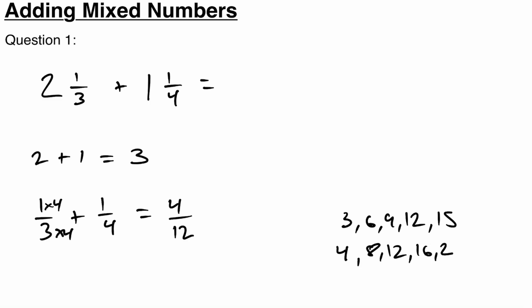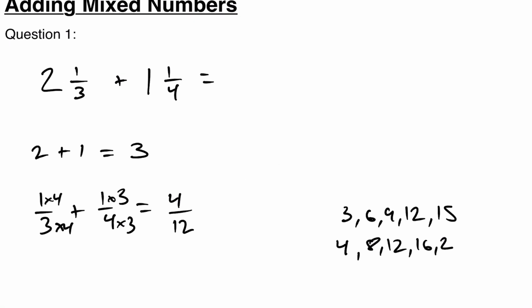And then for 1 over 4, to make 4 into 12, we have to multiply by 3. And then what we do to the bottom, we have to do to the top. So we multiply the top by 3 as well. And that'll give us 3 in the numerator, as 1 times 3 is 3, and then 12 in the denominator. And now that we have a common denominator for both of these, as it's 12, we can simply add the numerators. 4 plus 3 is equal to 7, and then 12 on the denominator is going to stay the same.